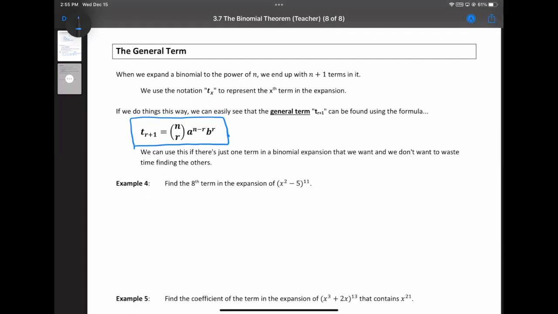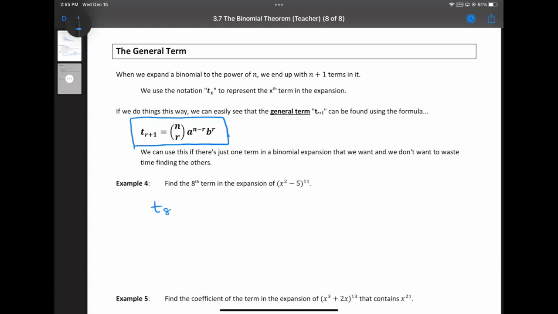If, for example, we only wanted the 8th term in the expansion of (x squared minus 5) to the exponent 11, if we wanted the whole thing, that would have to be 12 terms that we'd expand out. It's kind of large, but we can actually simplify our lives quite a bit. And we can just say the 8th term.